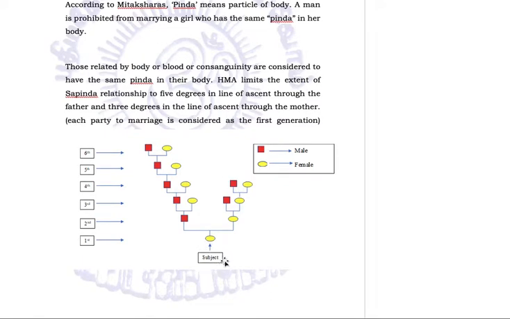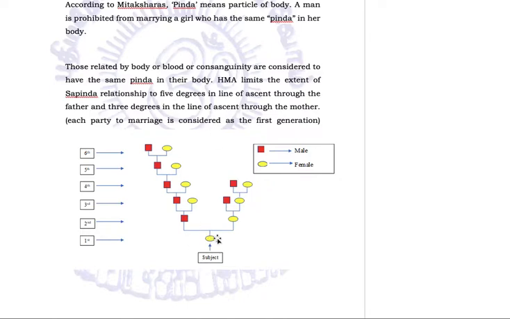Suppose this is a subject, a person who wants to marry, and he wants to marry a female. They do not have any lines below them right now because they are unmarried and do not have children. These are father and mother. We cannot go downwards. When we are considering sapinda, we always go upwards.